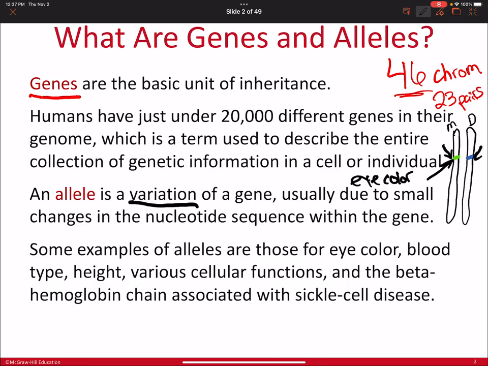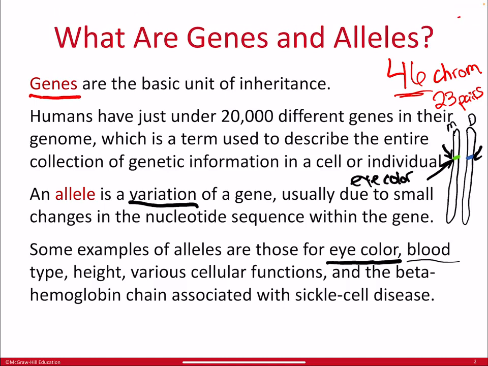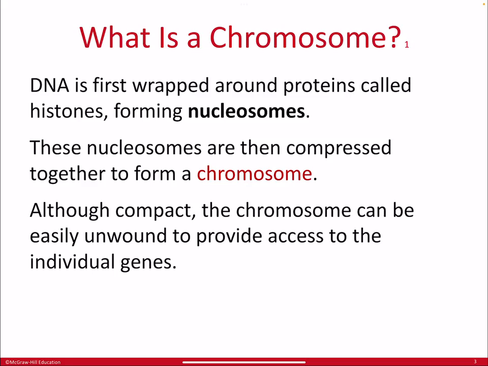And these variations are usually due to small changes in the nucleotide sequence, like we mentioned before, whereas here we get green and blue. Examples of alleles are for eye color and blood type. Some people have A blood, B blood, AB blood, and there are all kinds of different ways that you can get alleles.